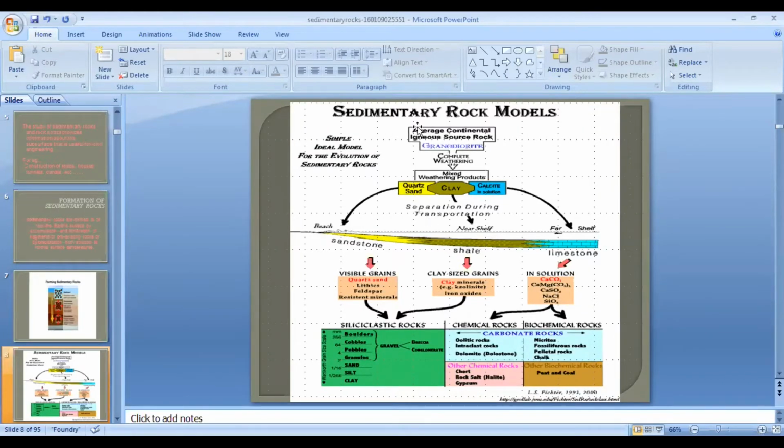So here you can see an igneous rock that has been weathered. In that weathering, we have different types of minerals coming in. We have the quartz coming in, the clays, and the calcite coming in the form of solutions.